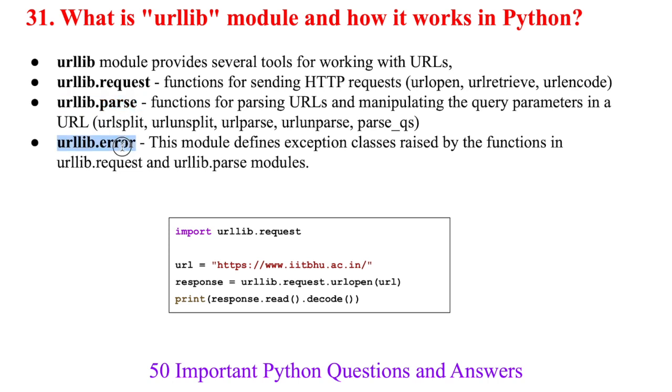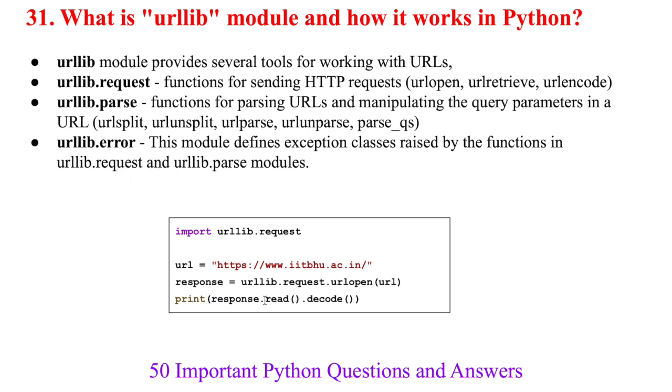Finally, the urllib.error module defines the exception classes raised by the functions in the urllib.request and urllib.parse modules. And these exceptions are raised when there is an error in processing the request of the URL.